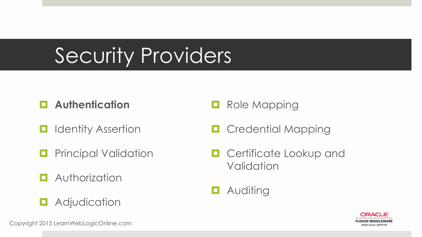So if you have multiple providers of the same type and there's a conflict in those providers working together, let's say you had two authorization providers and one authorization provider authorizes a user, but the other authorization provider denied access for that user, you can write an adjudication provider that will serve as the tiebreaker to determine who really has access. So that's one role, the adjudication provider. Then there's other providers that are less common, but certainly useful: role mapping, credential mapping, and certificate lookup and validation. As I mentioned earlier, there's also an auditing provider. So in this lesson and lab, we're really only going to focus on the authentication and auditing providers.